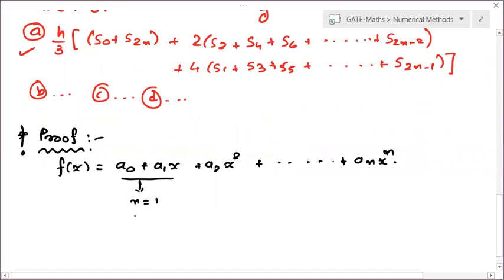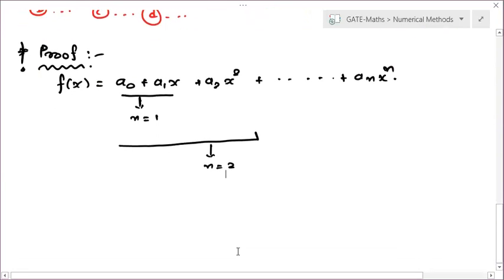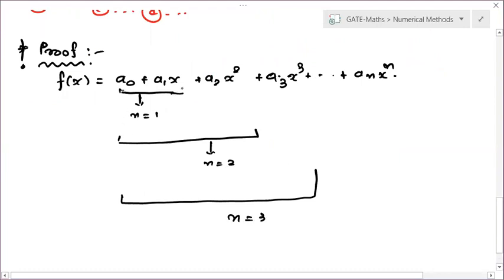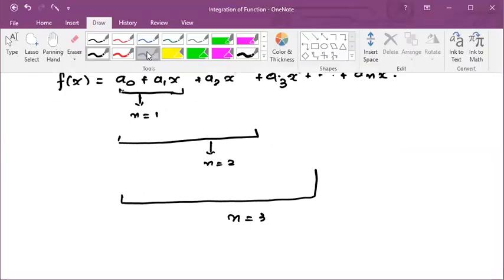If you limit your polynomial till n equal to 2, you will get till a0 plus a1x plus a2x square, or not? Okay. So this is your limitation till n equal to 2. In the same way, when you limit your polynomial till n equal to 3, you will get till a3x cube, or not? Now, why I am showing you this is because I am not going into derivation detail, but whatever is required, let us see.